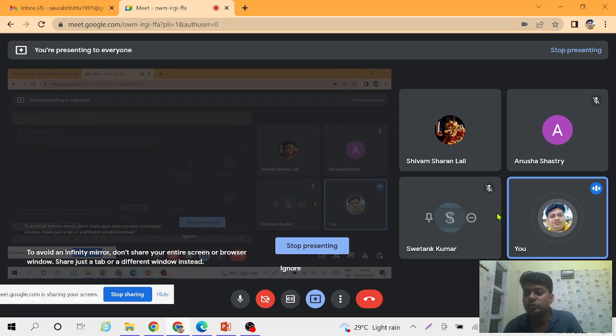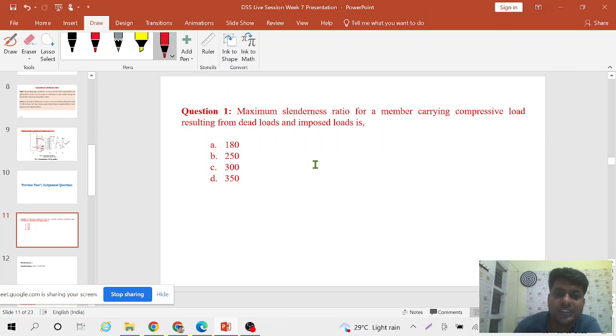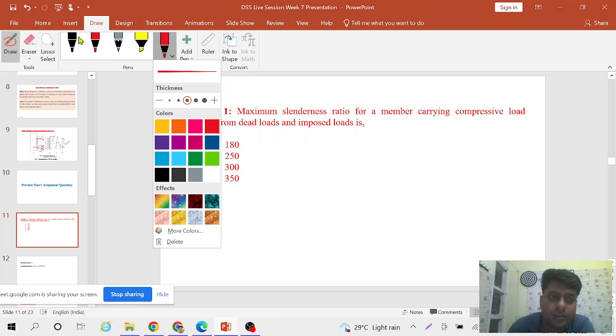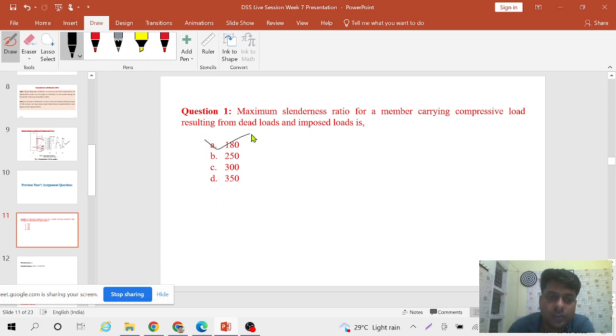Swetank and Anusha, you can also participate in these questions. If you have a soft copy of IS 800, you can open it and see that in Table 3 of IS 800 2007, its value is given. From there, this question has been directly asked. So the correct value is 180.